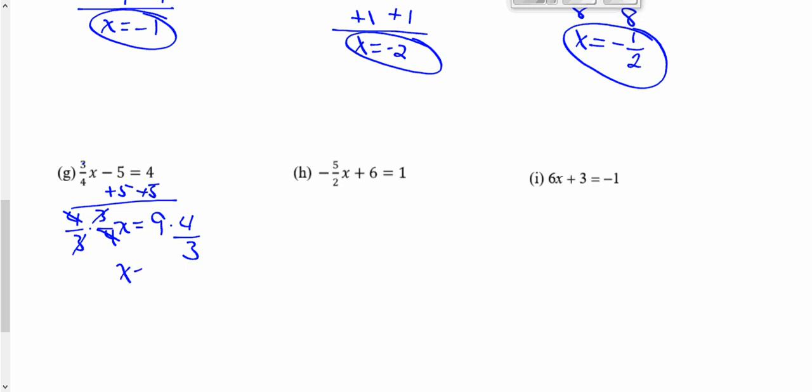X equals, okay. What is 9 divided by 3? 3. Times 4? 12. Well, let's try it the other way. What is 9 times 4? 36 divided by 3 is 12. Get the idea? Okay.